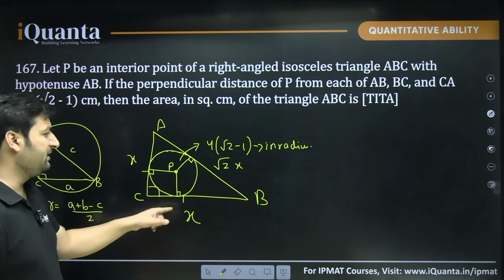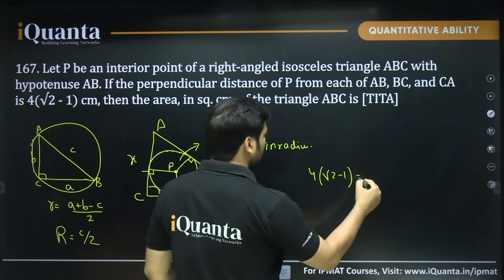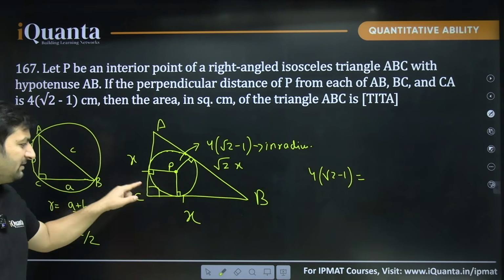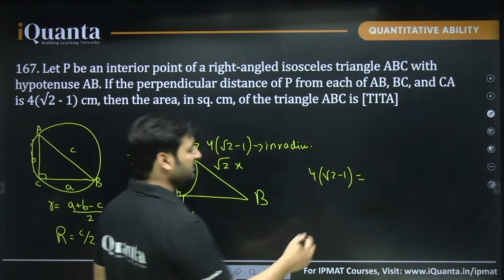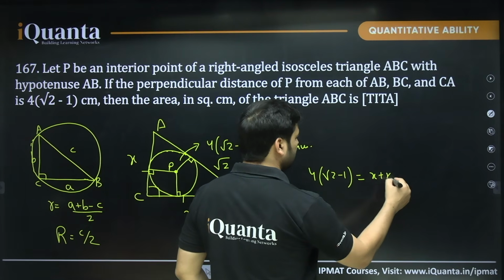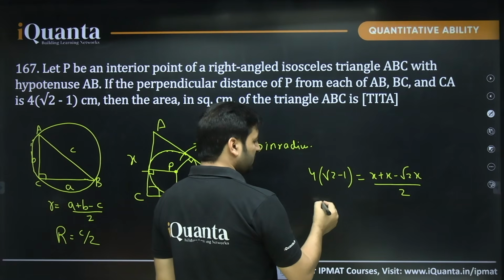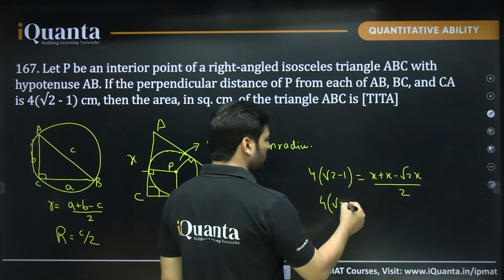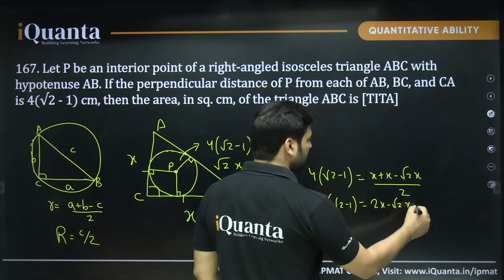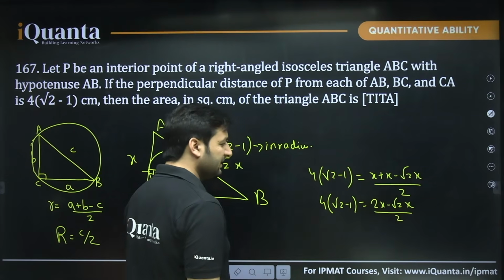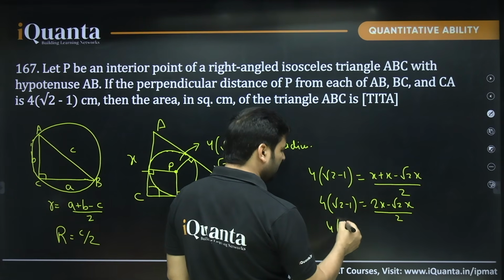So what will be the inradius? The inradius is this, 4 times root 2 minus 1. This inradius should be the sum of x plus x, because a plus b, that means height and base, minus hypotenuse, which is this. So x plus x minus root 2x upon 2, isn't it? If we solve this further, 4 times root 2 minus 1 is equal to 2x minus root 2x upon 2, right?